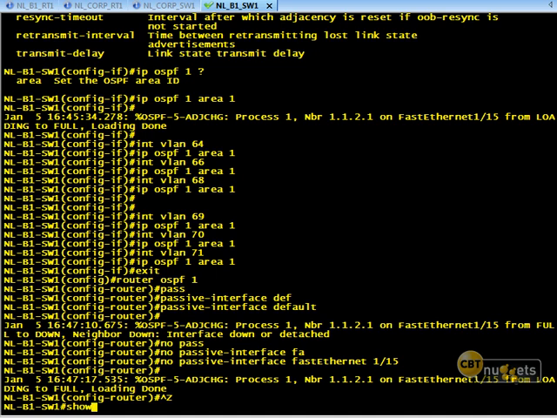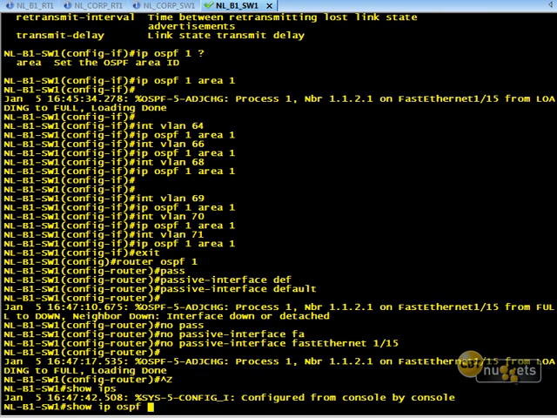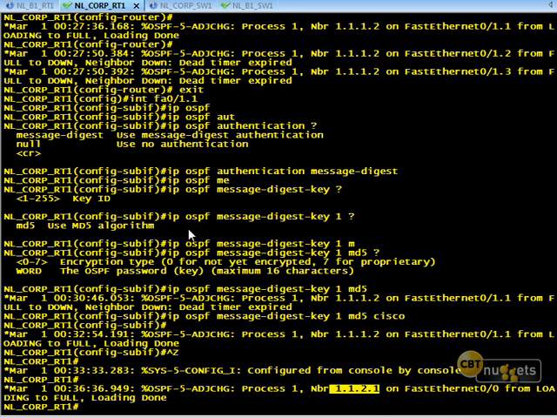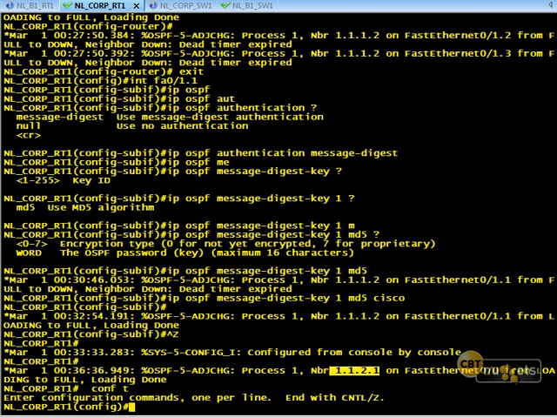So let's go show IP OSPF neighbor from switch 1. He's seeing this guy. Oh, we totally forgot the authentication, didn't we? Hang on. Let's fix that up real quick. Actually, we didn't do authentication at all over here. Let's do it. Interface.